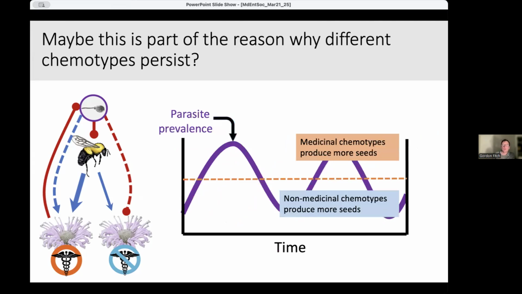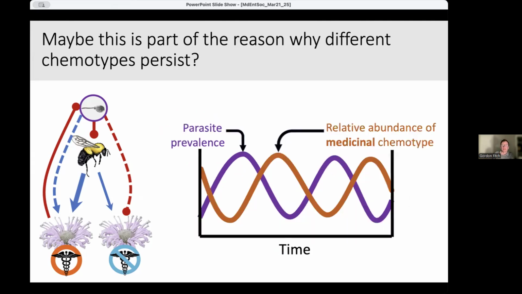And over time, we could see this flip-flopping between bees' preference and consequently the fitness of these plants, out of sync with the parasite prevalence. So almost like a classic predator-prey cycles dynamic happening. Yeah, that's just summarizing that.